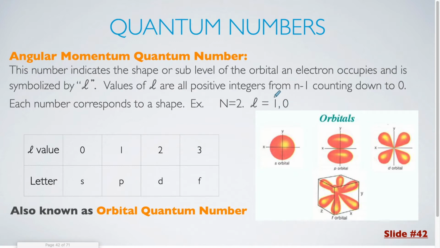These L values correspond with letter designations for the shapes. So what this means is at the second energy level, I can have an s orbital, which is 0, and a p orbital, which is 1. You can see examples of s and p orbitals over here. So an s orbital looks a lot like a sphere, and a p orbital looks like a dumbbell type of shape. The angular momentum quantum number is also sometimes referred to as the orbital quantum number.